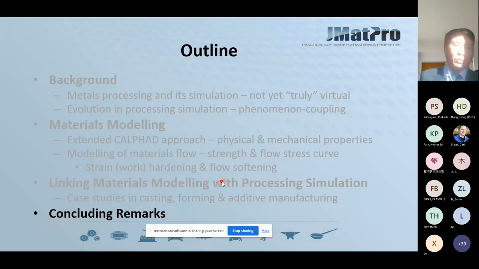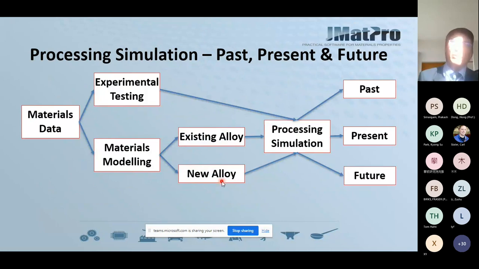So now I come to the concluding remarks part of the talk. I hope that in the last 40 minutes or so I have introduced something that may interest you. Looking back on processing simulation, in the past, you got material data mainly from experimental testing, and you put that into a simulation package and got your simulation result. That's what usually happened in the past. Currently, the material data can be calculated for some existing alloys, and such calculated data can be linked with processing simulation packages to achieve your simulation results.